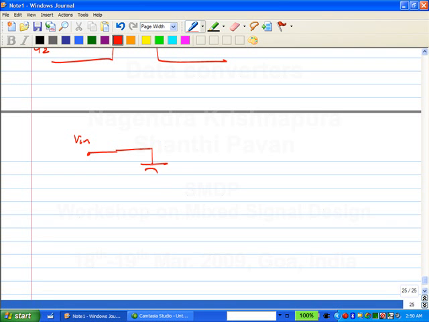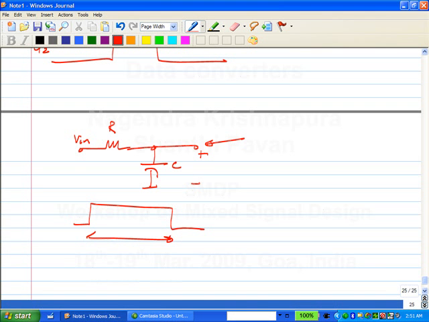Correct? But obviously, whoever is driving this comparator, any practical voltage source will have a finite output resistance. Correct? So in principle, this is what it is. But in practice, what happens? There is some resistance in series with C. So what happens? This capacitor is initially charged to either plus VDD or minus VDD. So what do you think will happen to the voltage across the capacitor? Please note that we only have a time interval phi 1 during which this is connected.